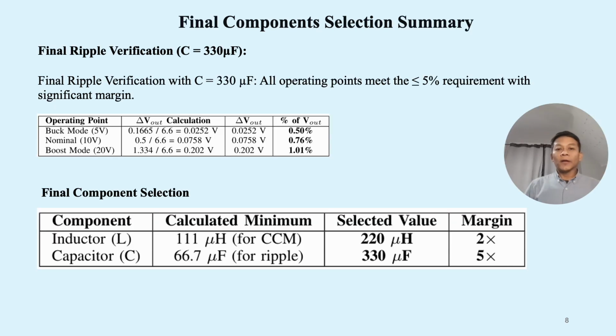All right, the final component summary. We can see in the tabulated table, the inductor sizing is about 220 microhenry, and the capacitor is 330 microfarad. Thank you very much. The remaining slides will be presented by NC.